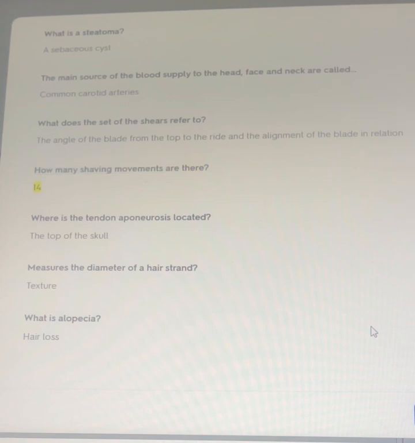14. Where is the tendon aponeurosis located? The top of the skull. What measures the diameter of a hair strand? Texture. What is alopecia? Hair loss.